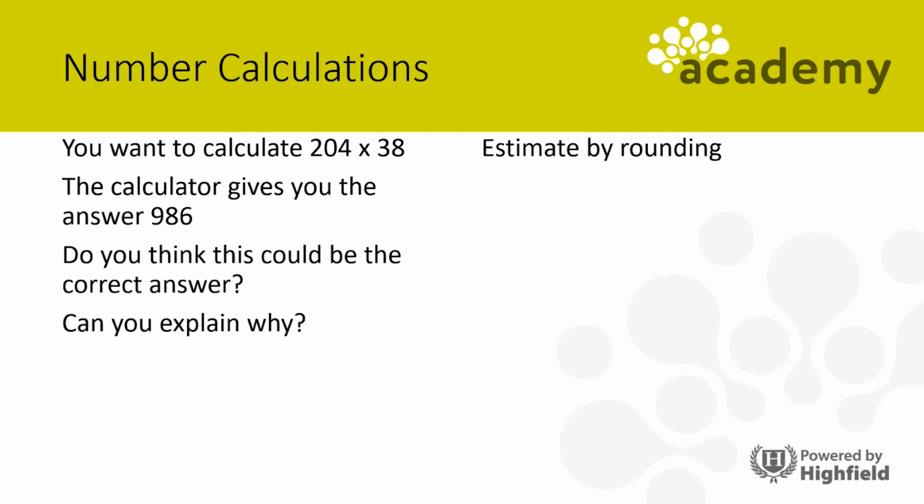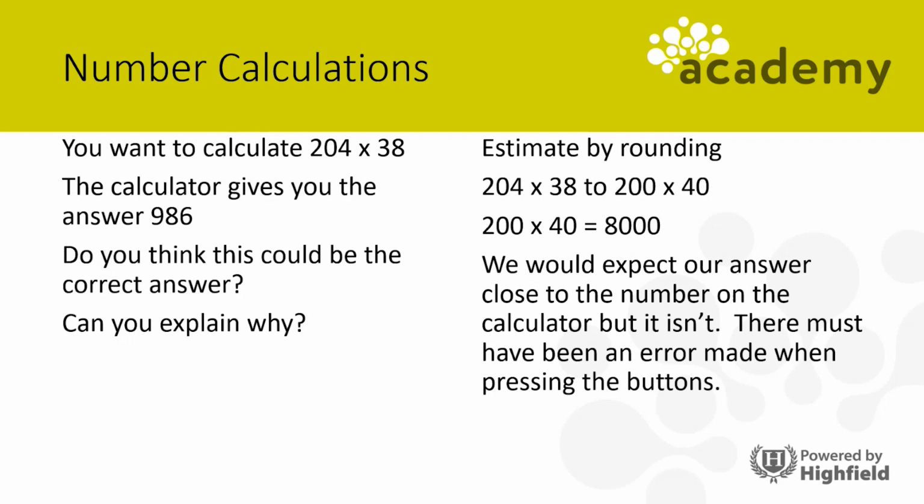To estimate by rounding, 204 times 38 would be 200 times 40. 200 times 40 is 8,000. And we would expect our answer to be close to the number on the calculator, but it isn't. So there must be an error made when we press the buttons. In fact, the actual answer is 7,752.